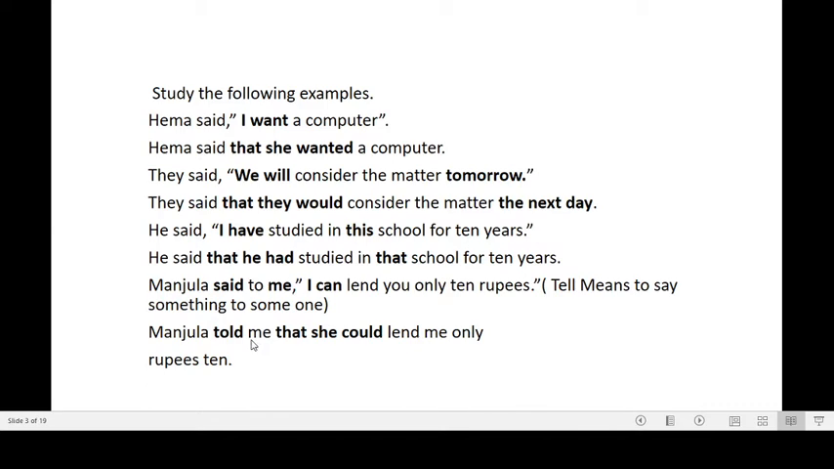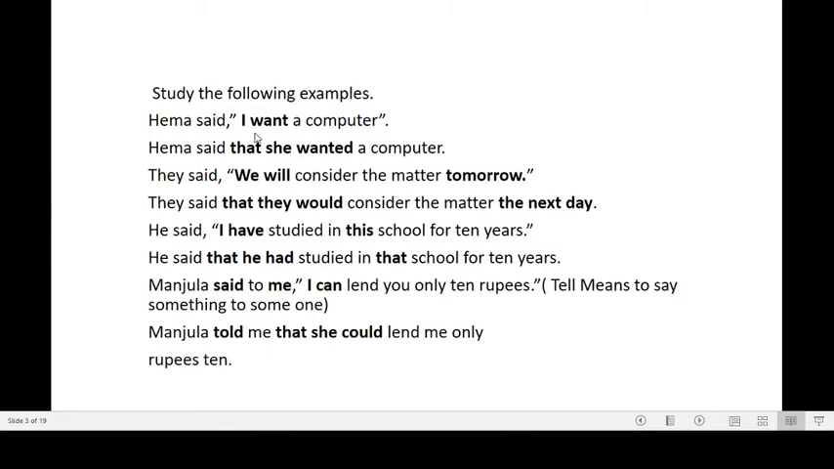So Manjula told me that she, I is changed into she, and the modal auxiliary can is changed into its past tense form could. So the tense form of the verb is also changed. So I can lend you, that is lend me, only 10 rupees. So you should understand that said that should be used when we do not have any person's name or pronoun to whom the statement is addressed. We should use told that, told with a pronoun or noun and then that, when the statement is addressed to someone. You have to understand.